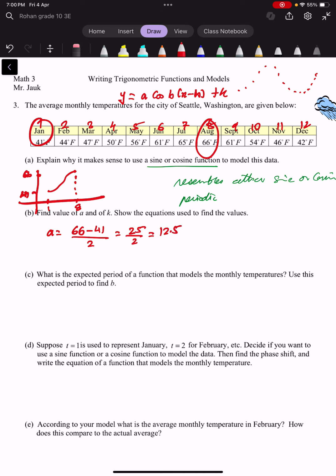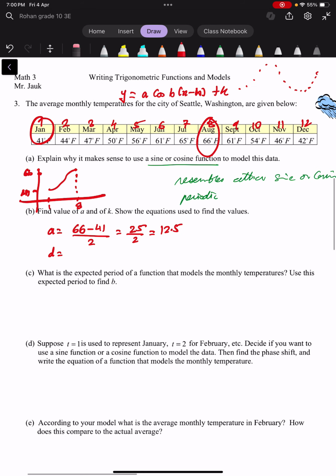What's your D? So D would be 66 plus 41 divided by 2. 2 5s are 10, 2 3s are 6. 53.5. Show these values, show the equations used to find them.